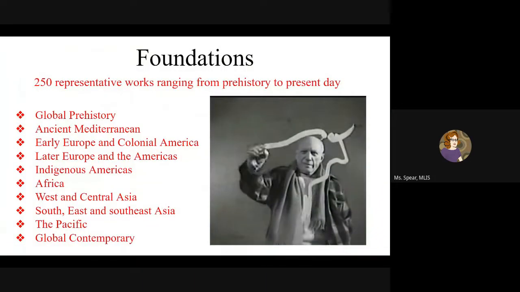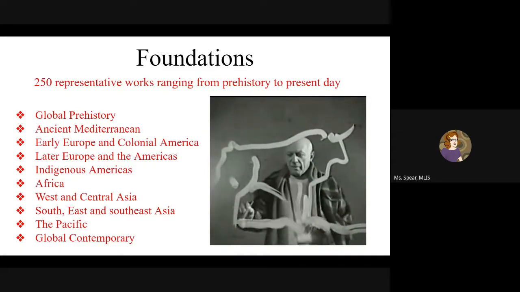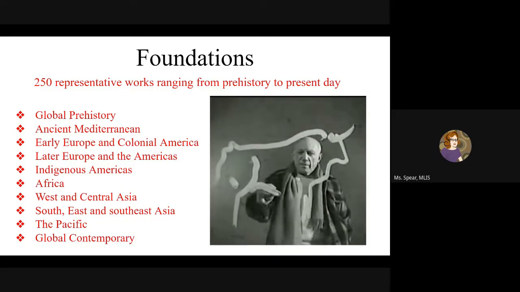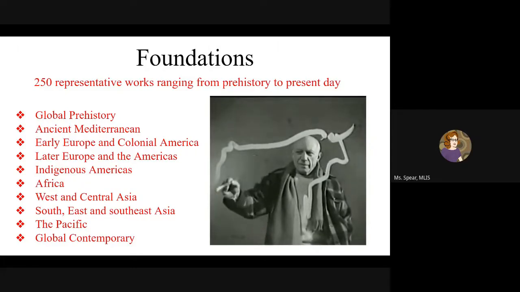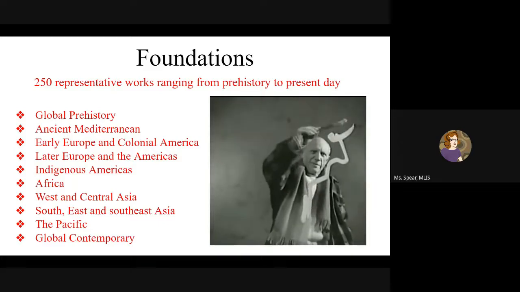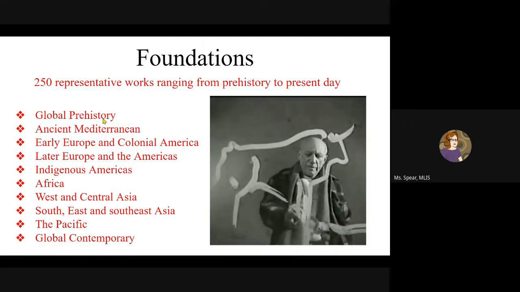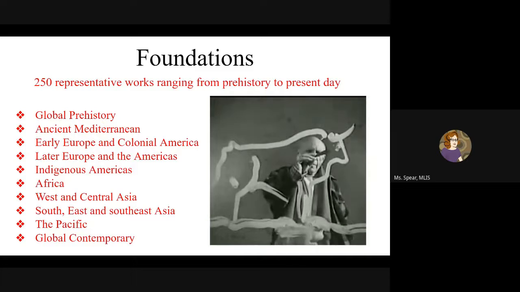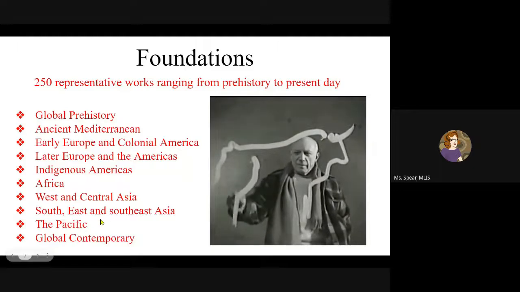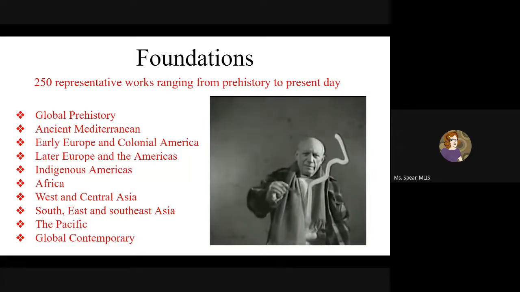The AP Art History class is 250 representative artworks ranging from 30,000 BCE to the present day, roughly to about 2010. So we do 250 representative artworks in these categories. It's a global class, so we'll be studying artwork from a variety of different societies. And you can see some of them right here. So we go through global prehistory, Mexico, China, India, into Central, Western Asia, the Pacific Islands, and global contemporary works from throughout the world, roughly from about the year 1983 to the present.